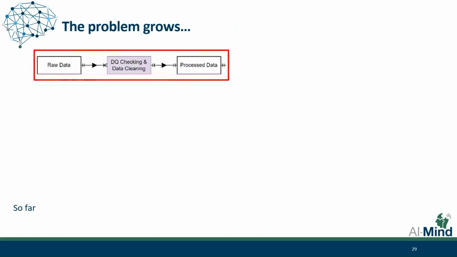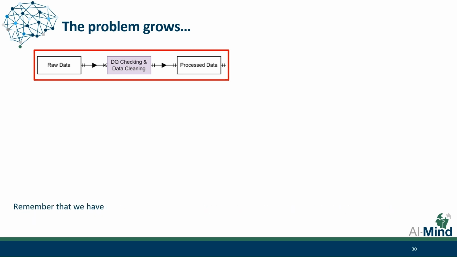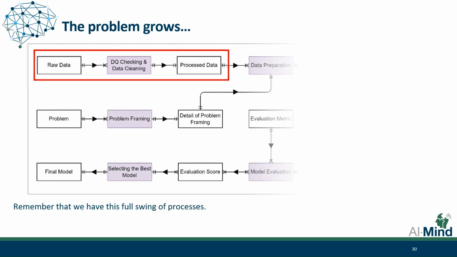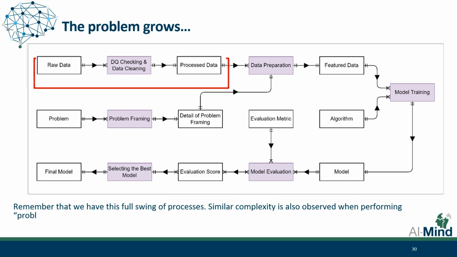Wow, okay. So the example that you elaborated just now underlined that in a machine learning project, a single problem and a set of raw data in the beginning may evolve and grow into several versions of processed data. Yes, that's correct. So far, we only demonstrated data quality checking and data cleaning, which is already getting a little bit complicated. Remember that we have this full swing of processes. Similar complexity is also observed when performing problem framing.